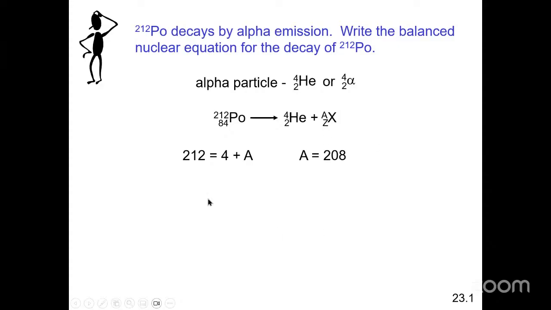And then we do the same thing for the atomic numbers. We have 84 here, which must be equal to 2 plus Z. So we set up that equation, and then we solve for Z, which would be equal to 82, right? So we know that the nucleus that is produced has a mass number of 208 and an atomic number of 82. So again, we go to the periodic table and look up the element that has the atomic number of 82 so that we can identify what X is. And it turns out that X would be equal to lead. So therefore, this now would be the balanced equation for this nuclear reaction. And that's basically how this is done.